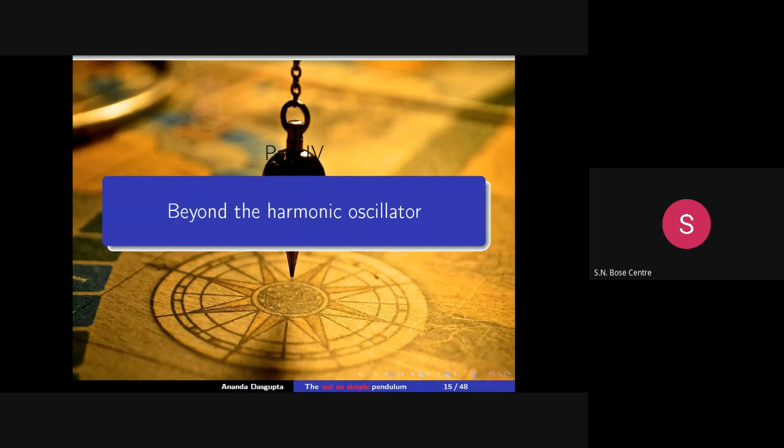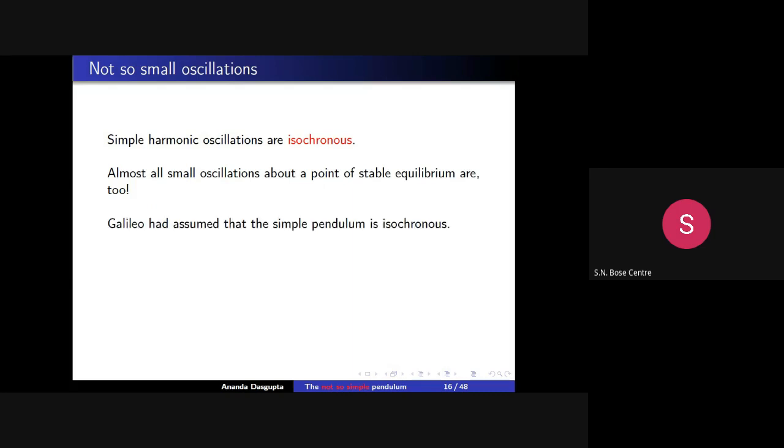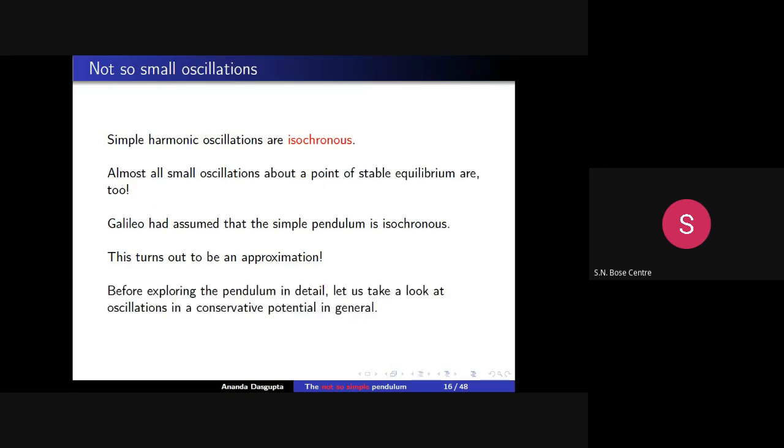Now, what we need to do is talk about the pendulum beyond the small amplitude approximation, so beyond the harmonic oscillator. Before we go to talk about that, let's talk about going beyond the harmonic oscillator in general. Simple harmonic oscillations are isochronous, right? They're the same time period irrespective of the amplitude or the energy of the particle. And almost all small oscillations about a point of stable equilibrium are too, because they're all essentially simple harmonic. And where Galileo had assumed that a simple pendulum is isochronous, this turns out to be an approximation because sine theta is, of course, not exactly equal to theta.